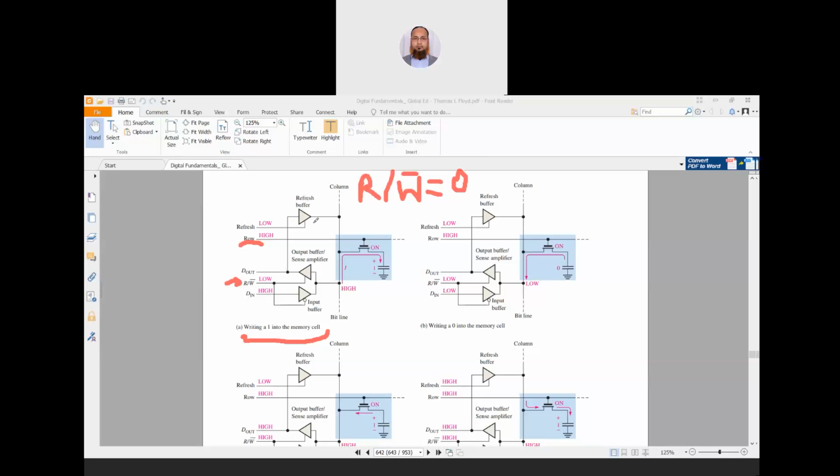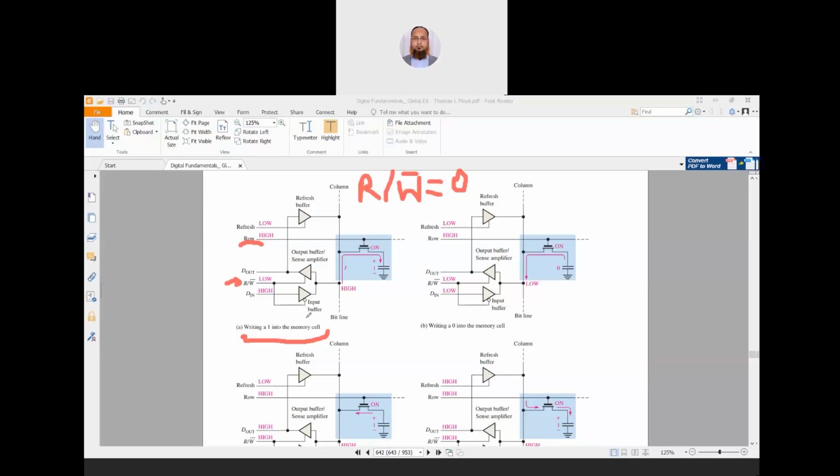So there are three buffers. This is called the refresh buffer, the output buffer, and this third one is the input buffer. The buffers here are tri-state buffers. If they are enabled, they can be in the high state or the low state depending on the input we have applied. They can also be in the tri-state, meaning the high impedance state, where they are not in any high or low state and will not give any output.